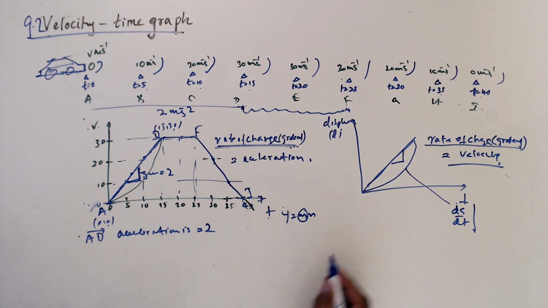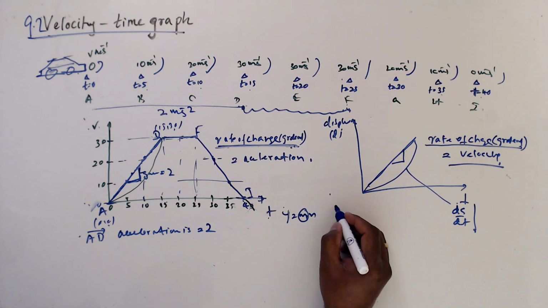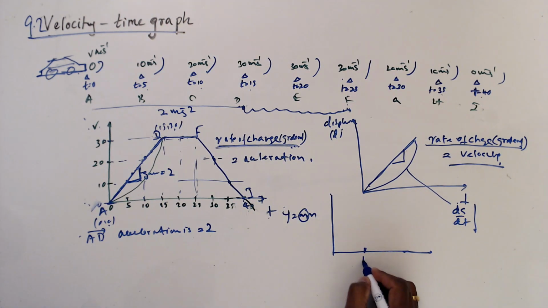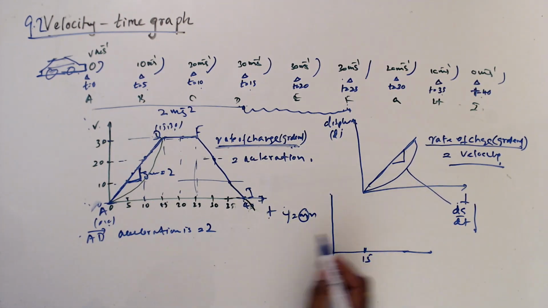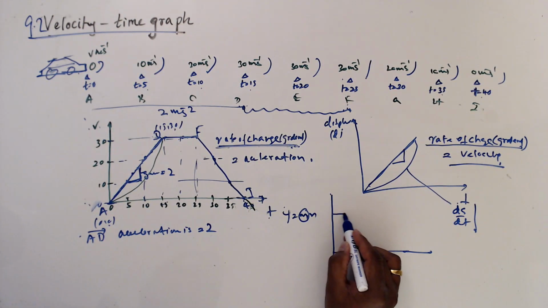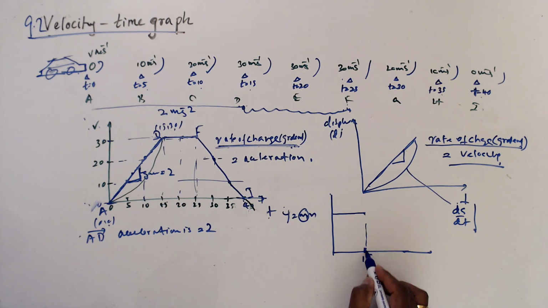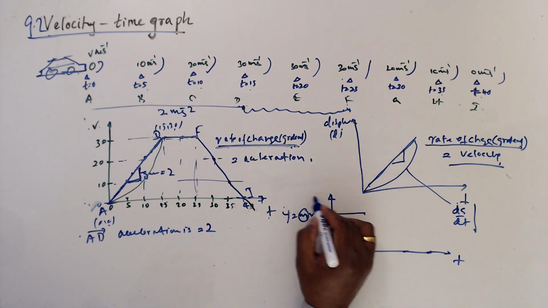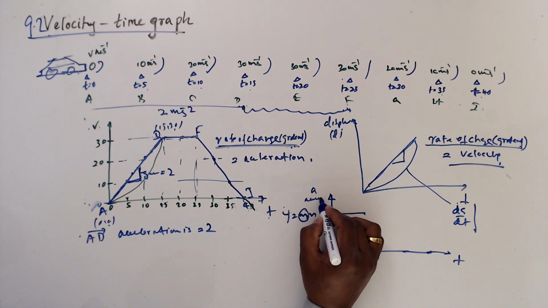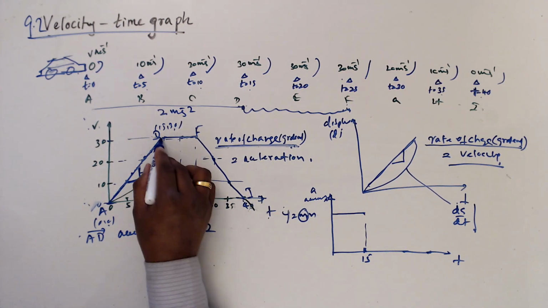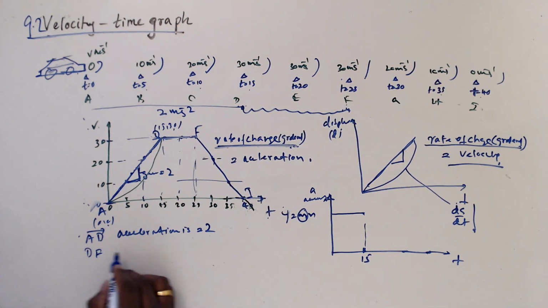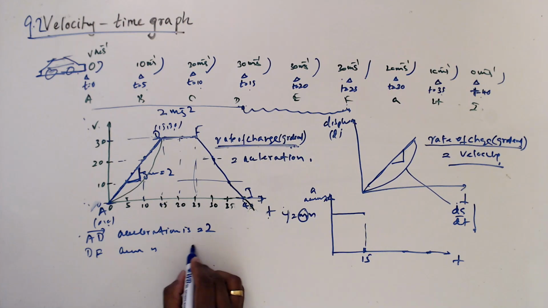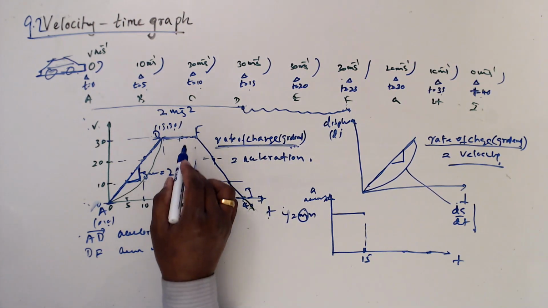is 2. If I draw the acceleration graph, so it is 15. Right? After 15, it is constant like this. So this is time and this is acceleration A. And from D to F, acceleration is 0 because gradient is 0.